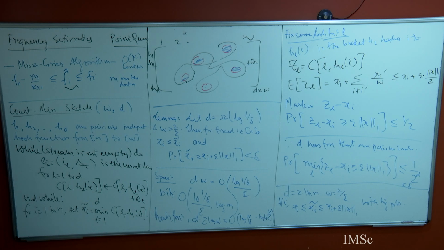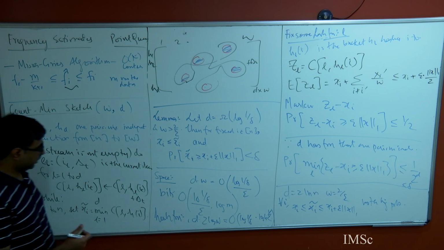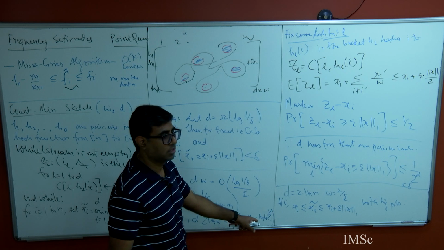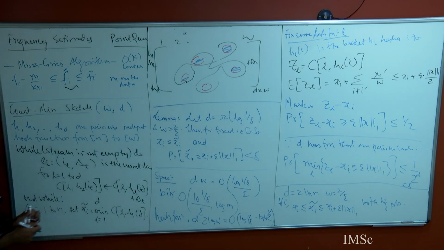So if you wanted to succeed for everyone, then you have to multiply by log n in the space usage. Okay. So this is what count min sketch is. If you have any questions, you can ask me now before we do some applications of count min sketch.